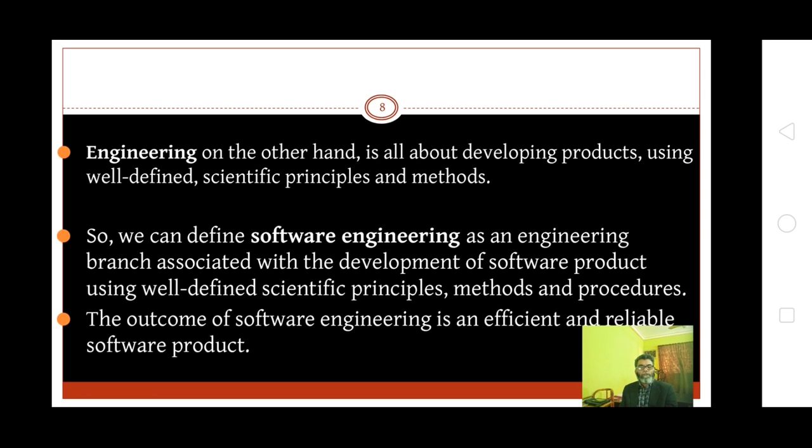3 types of computer softwares are system softwares, programming softwares, and application softwares. So we can define software engineering as an engineering branch associated with the development of software product using well-defined scientific principles, methods, and procedures. Or software engineering is a systematic application of engineering approaches to the development of software. Software engineering is the subfield of computer science.